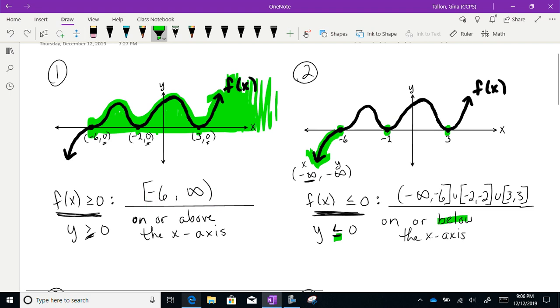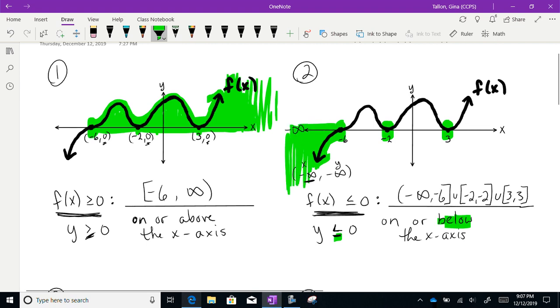I have points at negative 6, at negative 2, at 3, and I have this section of the graph that is below, because we're dealing with on or below the x-axis. So this would be shaded up. Okay, and let's not forget, this is negative infinity over here. So if I wanted to continue shading and shading and shading, I guess I could, couldn't I?